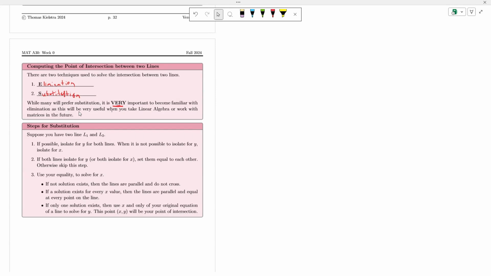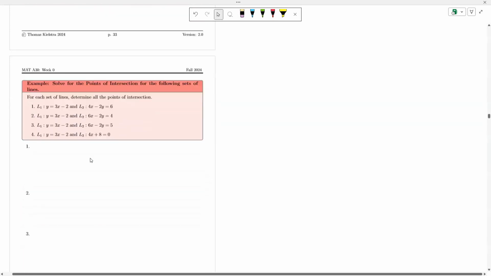if no solution exists, then the lines are parallel and do not cross. If the solution exists for every x value, then the lines are parallel and equal at every point on the line. If only one solution exists, then use x and one of your original equations of the line to solve for y. This point (x, y) will be your point of intersection.